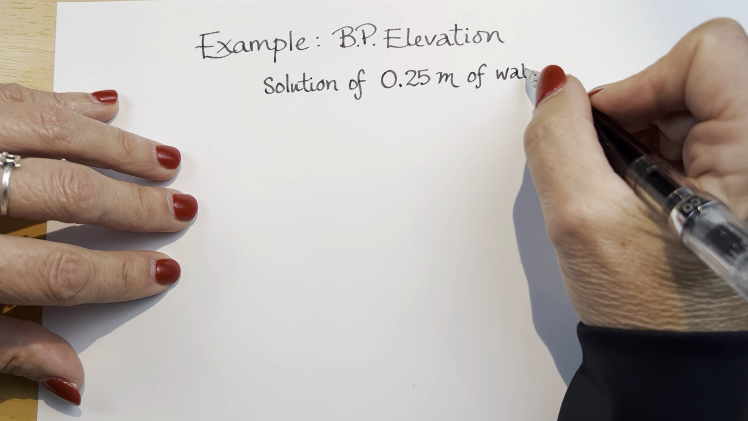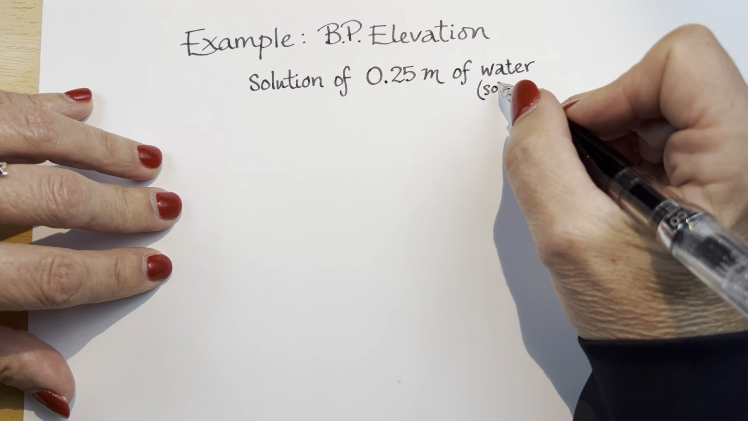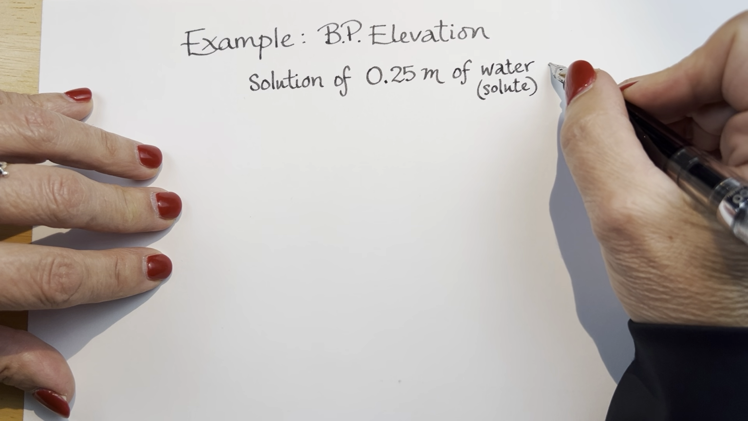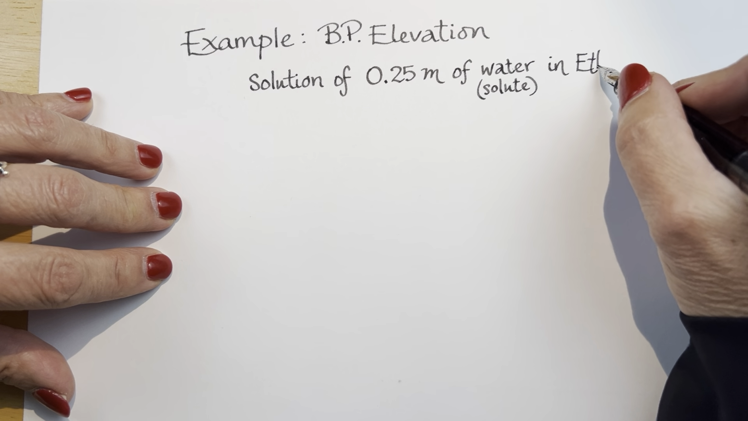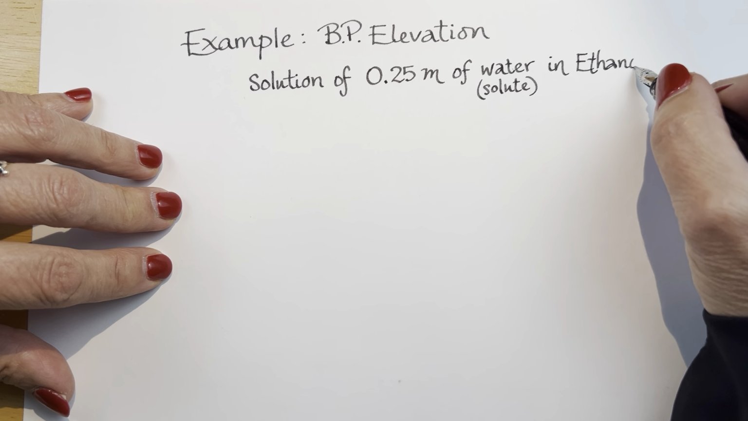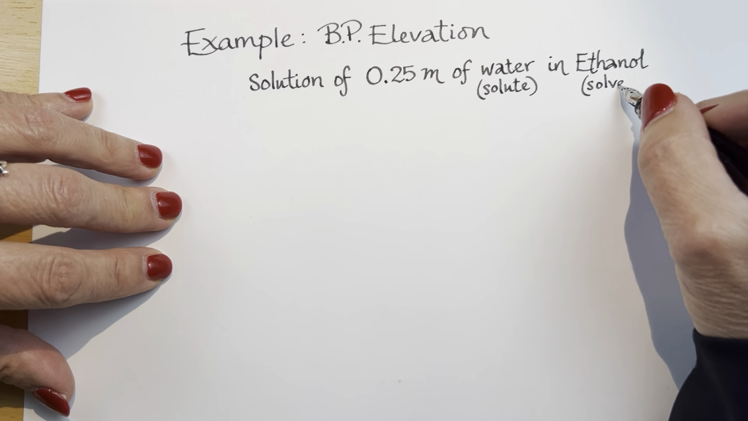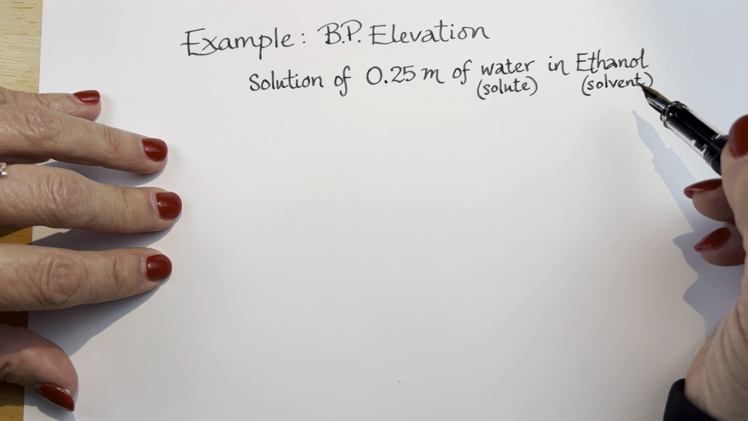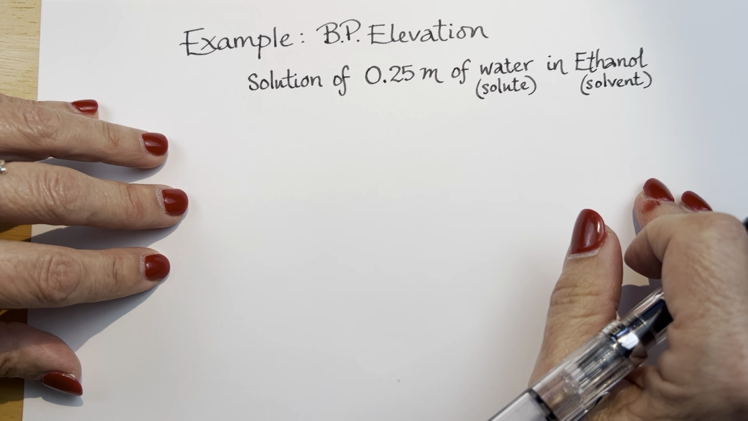water. Isn't this odd? We have water as the solute in ethanol. So you always want to be really clear on which one is the solute and which one is the solvent. So you'll always carefully read the problem itself.